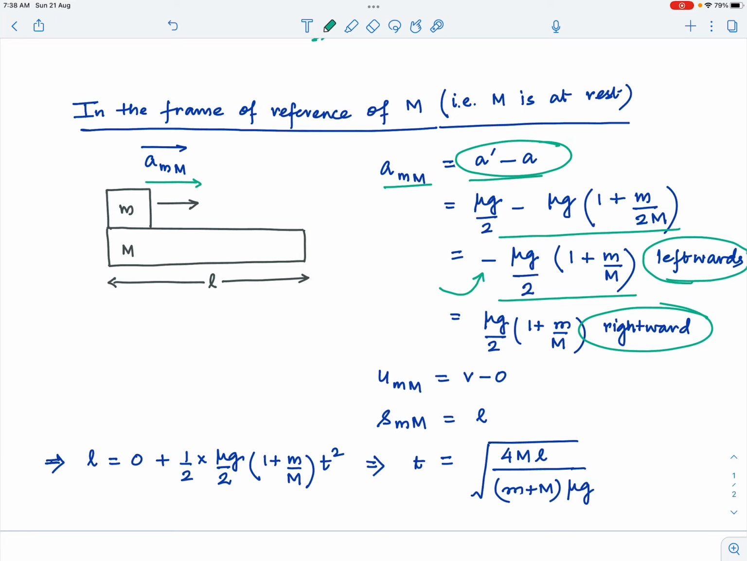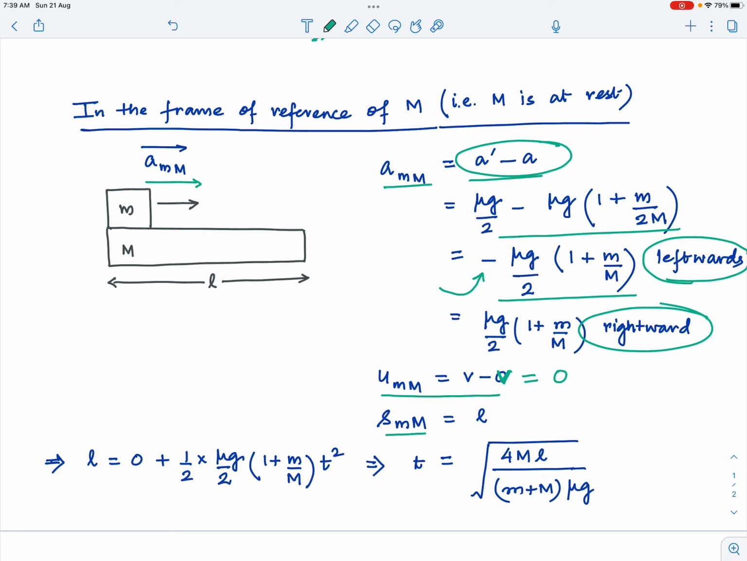Also, the relative initial velocity of small m with respect to capital M will be, okay, I am sorry, I have made a mistake here. This is v minus v. Both of them have been given an initial velocity of v. So, the initial relative velocity will be 0. v minus v will be 0.